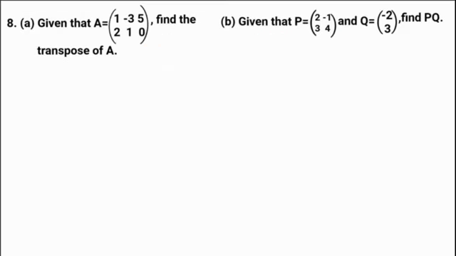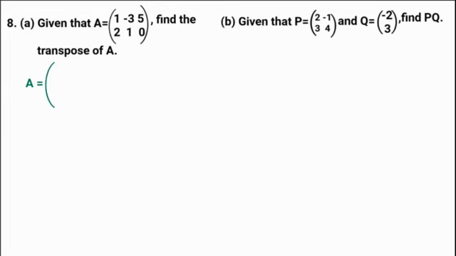Okay, so question 8a was as follows. Given that A is equal to (1, -3, 5; 2, 1, 0), find the transpose of A. To find the transpose of A, we need to write A raised to a small t, the transpose of A. Sorry, I forgot to write that. Then once we have done that, we open brackets.